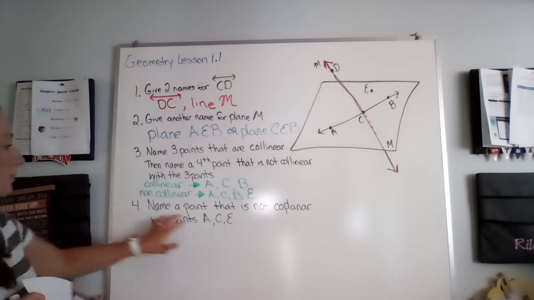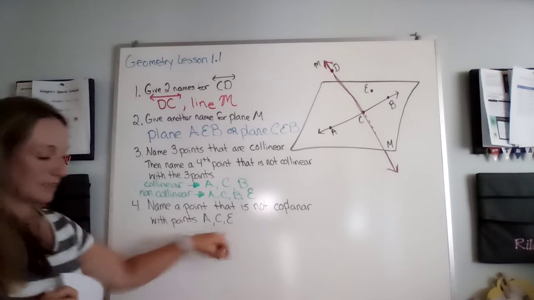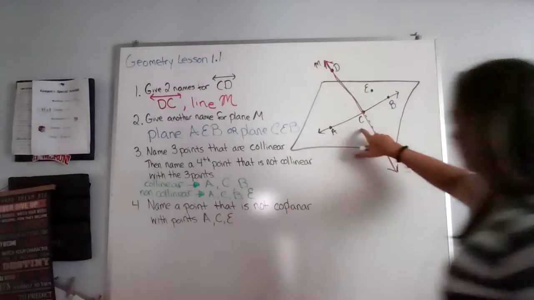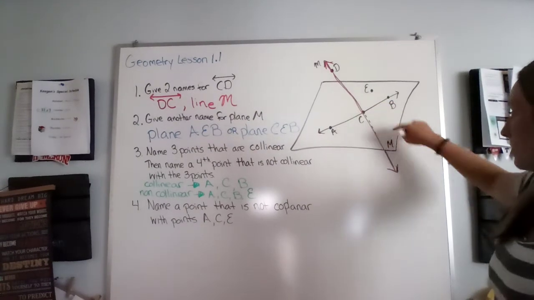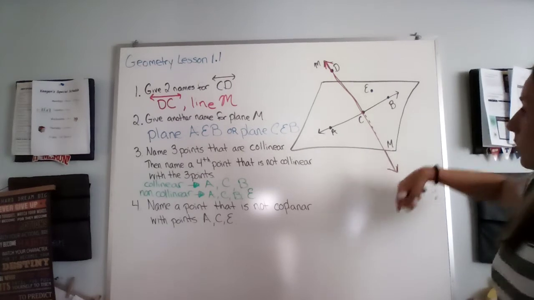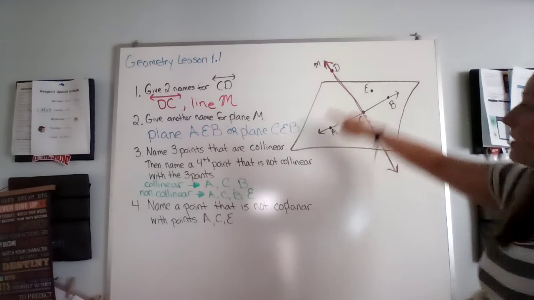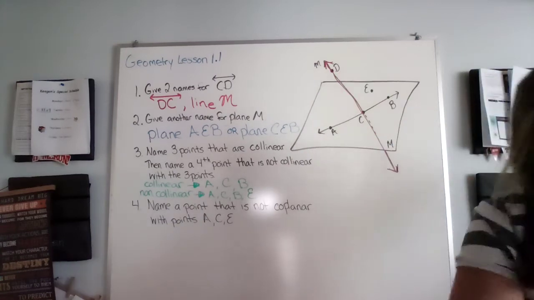Next one says name a point that is not coplanar with points A, C, and E. So A, C, and E all are in plane M. B is also in plane M. They could have named that one if they wanted. Which point in this diagram is not in plane M? Well, it's this point outside, point D.